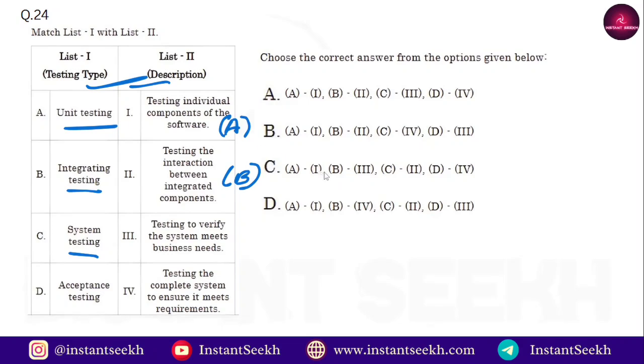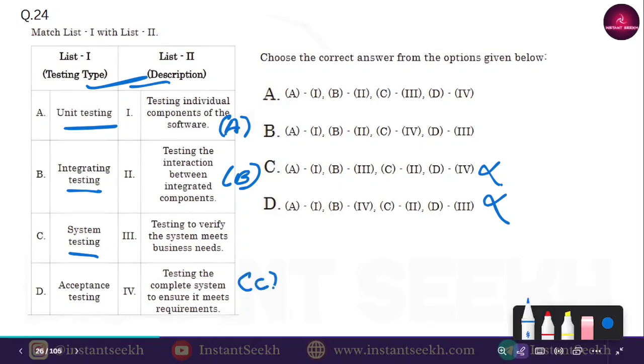Now let's try if we can eliminate. A goes for first and B goes for second. A goes for first is everywhere, B goes for second is at two places, so these two get eliminated straight away. System testing is to check the complete system to ensure if it meets the requirements. So here it goes for C.